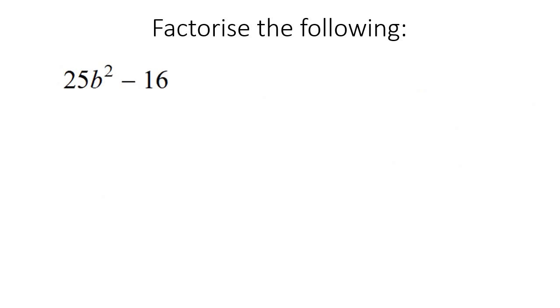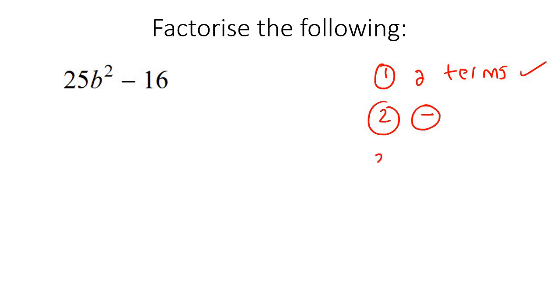Okay, so here's our next example. Let's look for a common factor. There isn't one. So the next thing is you would think, okay, maybe it's a difference of squares. So let's go through our steps. Number 1, do we have two terms? Yes, we do. So it's not a trinomial, because that is 3. Number 2, do we have a negative in between? Yes, we do. And then number 3, is each one a perfect square?